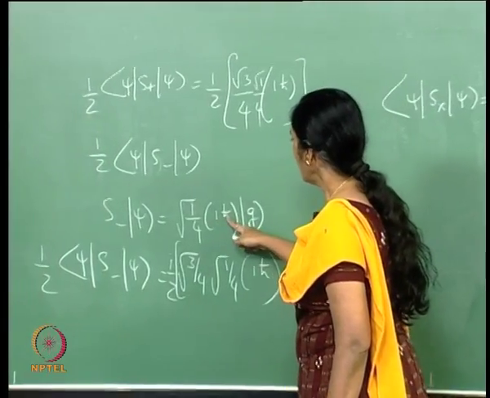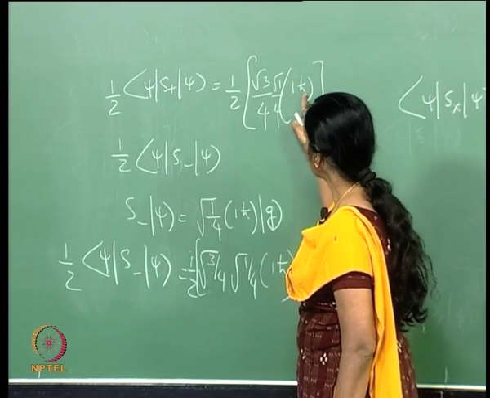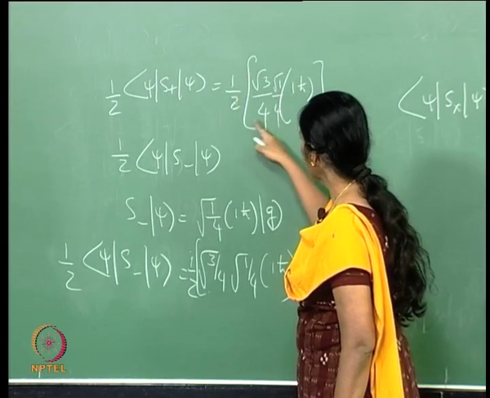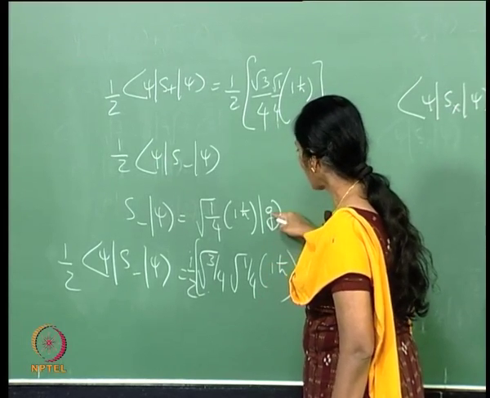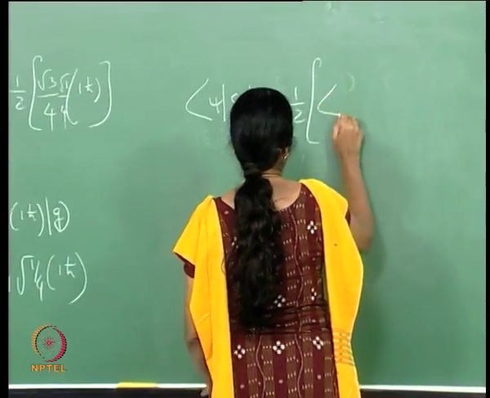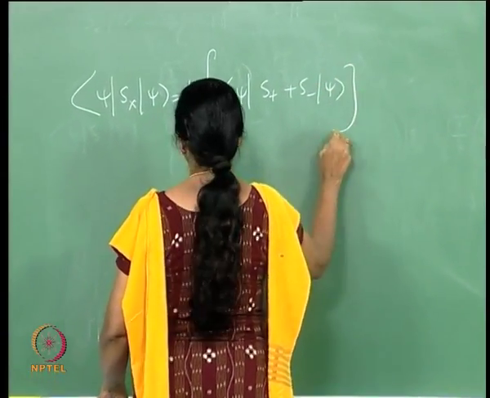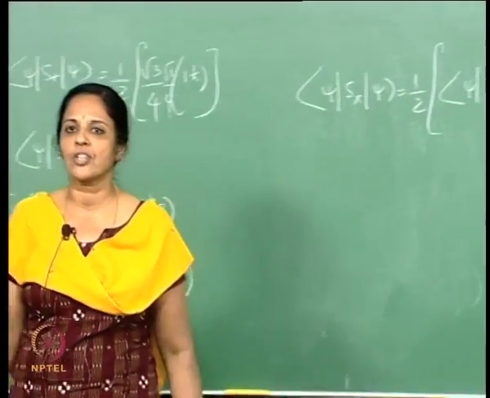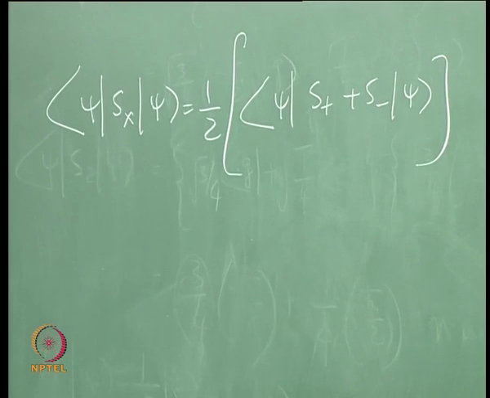I get the value 1 h cross with a probability this object, and I get the value 1 h cross again from ket G with a probability this value. So I can add them both up, and I just write this as whatever I have got from S plus minus S minus psi. So this is the way the expectation value of Sx is found in a state which is not an eigenstate of Sx or Sz, but which is expanded as a superposition of eigenkets of Sz.